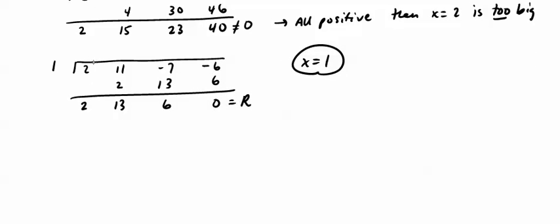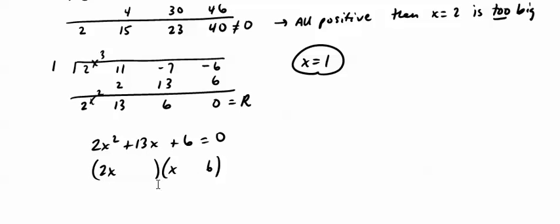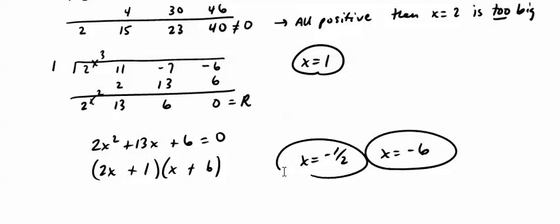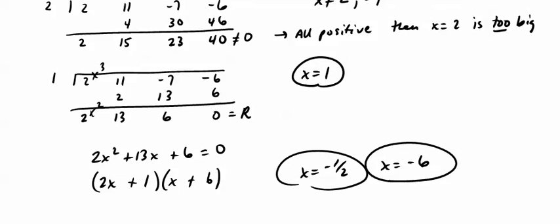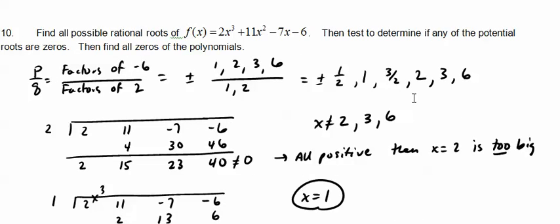Now, remember, this was x to the third, so now I've got something that's 2x squared plus 13x plus 6 equals 0. I can actually factor that. 2x, x, 6, 1, right? 12x plus 1x is 13x. So I have the answers. x is -1/2, x is -6. And all of those were actually in our list of possible roots.